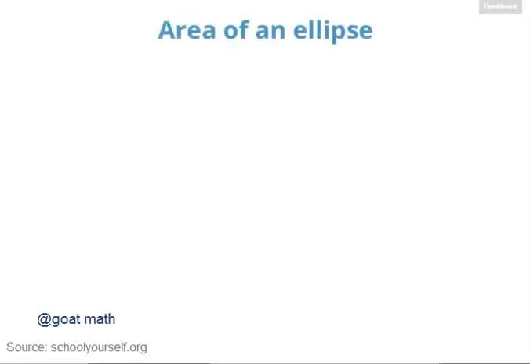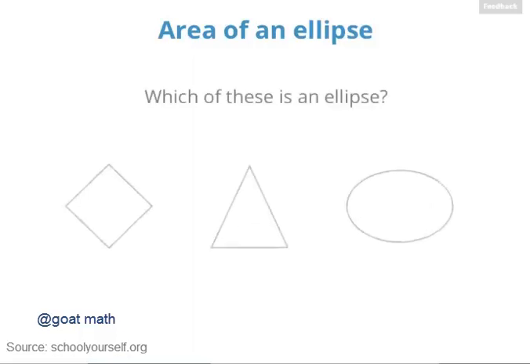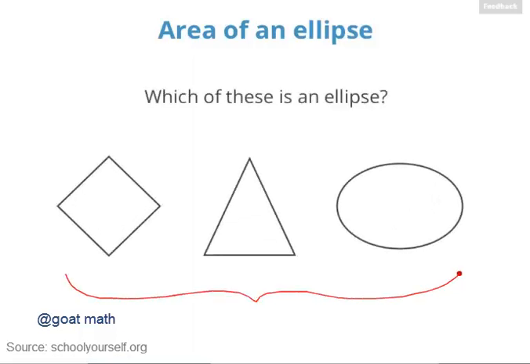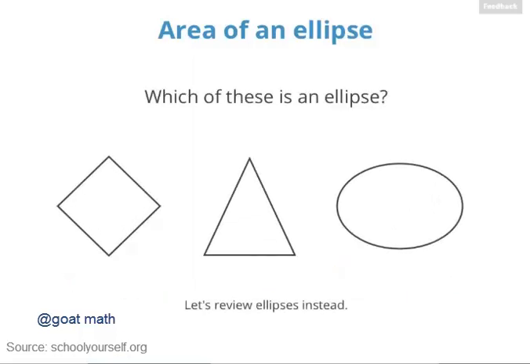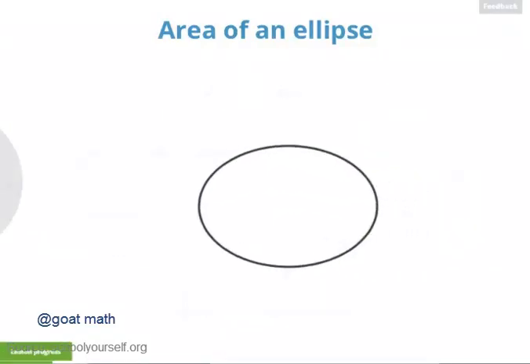Let's come up with a formula for the area of an ellipse. First, go ahead and identify which of these shapes is an ellipse, or click here to review. Right, so here's an ellipse.